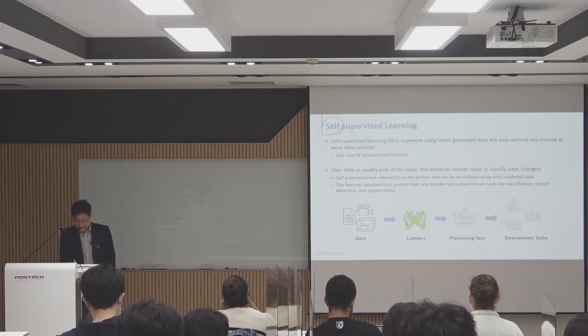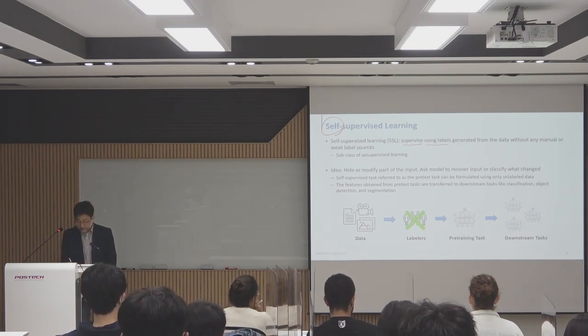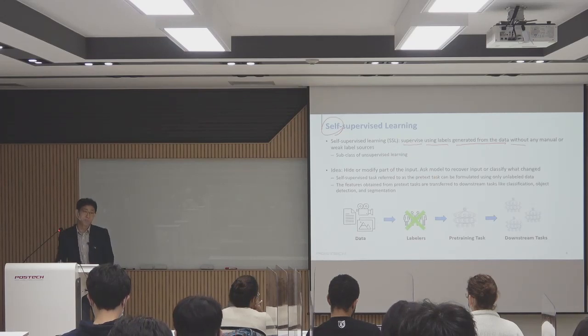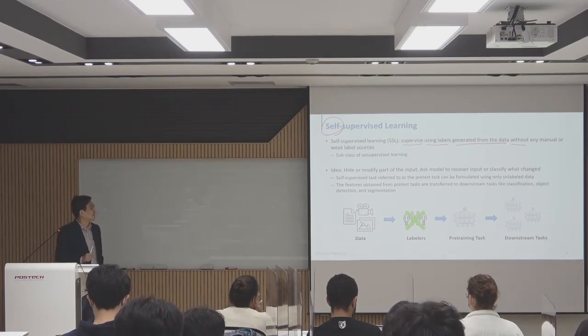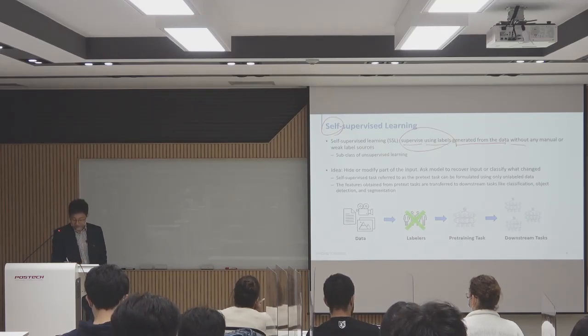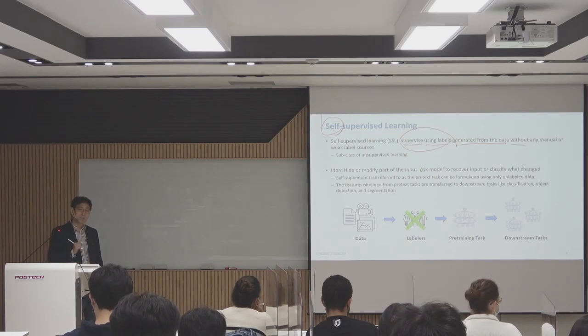Okay? The definition is supervised using labels. So we're going to use labels, but that label is generated from the data without any manual or weak label sources. This is kind of supervised learning, because we do have labels. But the thing is, that label is generated from the data without any manual resource. That's the tricky part.